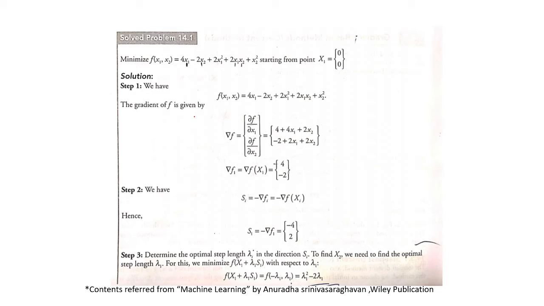So these consist of two variables, and the equation which is given: 4x1 minus 2 plus 2x1 square plus 2x1 x2 plus x2 square, starting from the point x1 which is equal to (0, 0). In the previous slide we discussed that in order to find the optimal solution, we need to find the initial values. For this given problem, they have given the initial values, which are 0, 0.